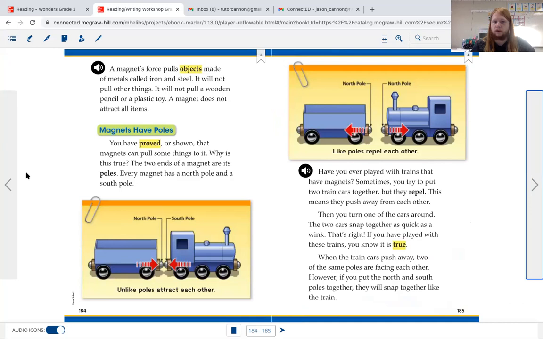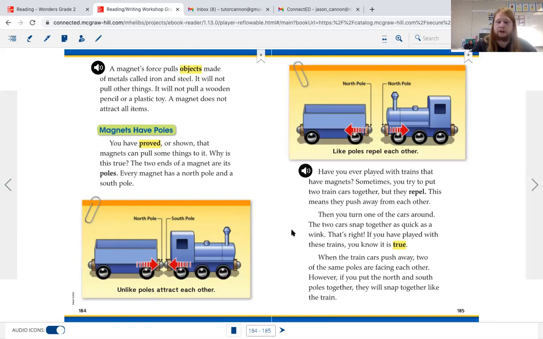A magnet's force pulls objects made of metals called iron and steel. It will not pull other things. It will not pull a wooden pencil or a plastic toy. A magnet does not attract all items. You have proved, or shown, magnets can pull some things to it. Why is this true? Two ends of a magnet are its poles. Notice, look, we have a bold word. That's a text feature. And we also have a picture with labels like North Pole and South Pole. Every magnet has a North Pole and South Pole.